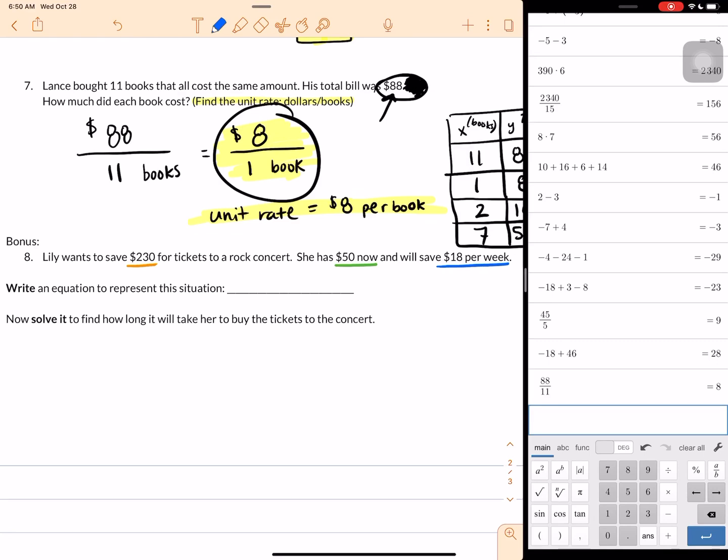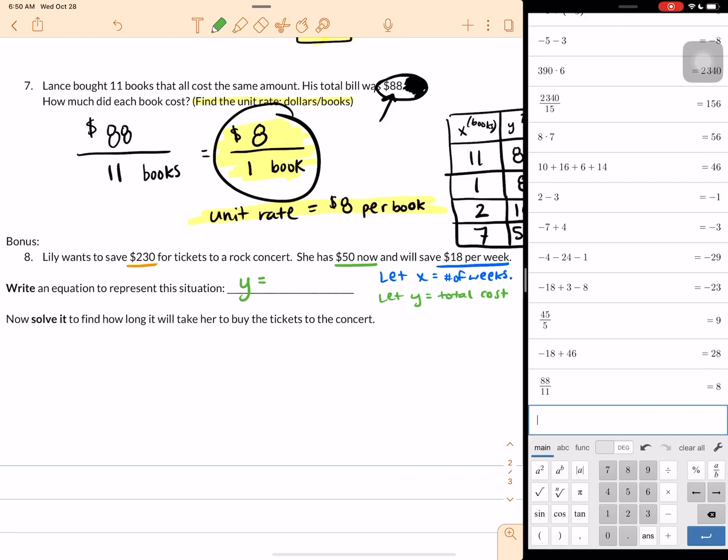So I see here that I have a concept of time. So I'm going to write down, let X equal the number of weeks. I need a variable here. And I'm going to say, let Y equal the total cost, because that's what we're trying to find. We're trying to figure out how she can add up to $230. So right now I could write an equation.